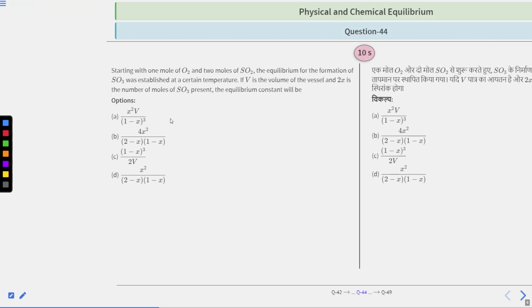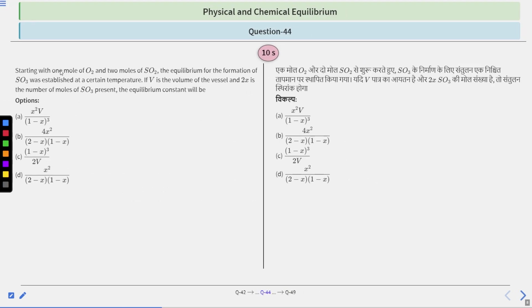Okay, moving on to the next question, question number 44. Starting with 1 mole of O2 and 2 moles of SO2, the equilibrium for the formation of SO3 was established at a certain temperature. If V is the volume of the vessel and 2x is the moles of SO3 present, the equilibrium constant will be. So we are given initially 1 mole of O2 and 2 moles of SO2, the volume of the vessel is V, and 2x is the number of moles of SO3 present at equilibrium. So we have to find the equilibrium constant.